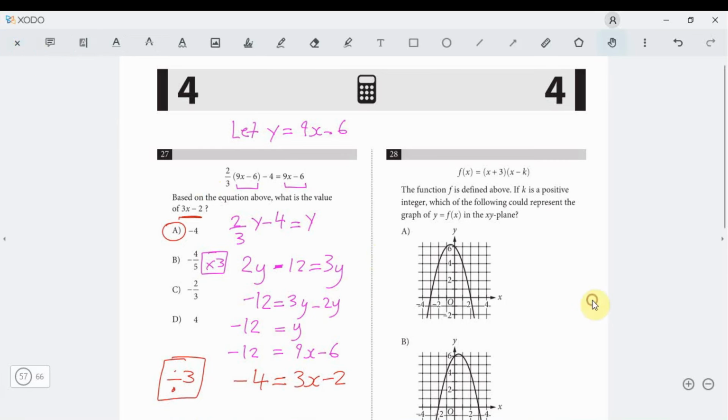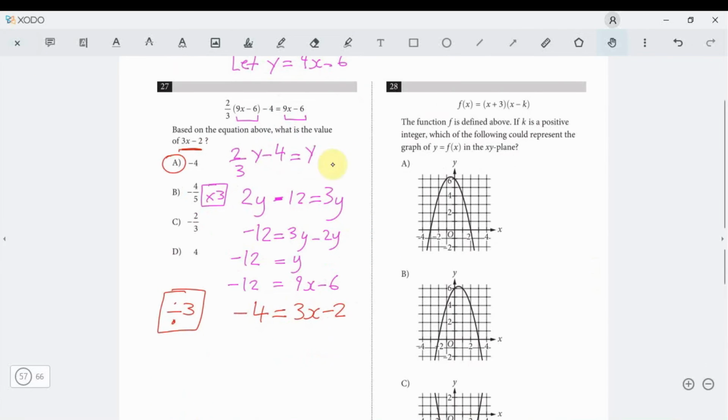Nice. Question 28. It says the function f is defined above. If k is positive, which of the following could be the graph? First thing we notice is that if you multiply x times x, you get x squared. So the coefficient a is 1, which is greater than 0. So that means the graph is a smile.